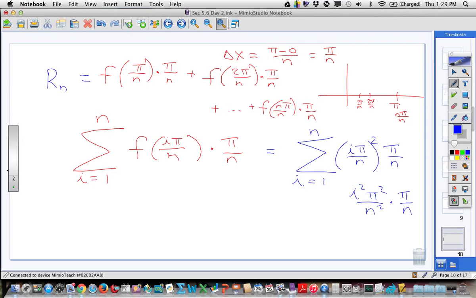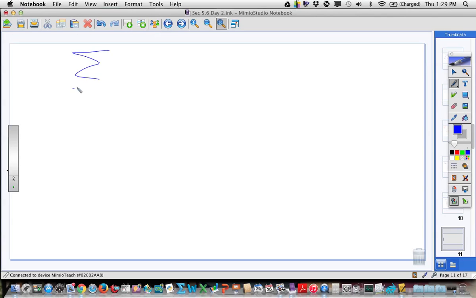I'm going to go to a new page here. Okay, so what have I got? I got sigma i equals 1 to n. So I got i squared pi cubed over n cubed. Is that what I got? Now, isn't pi cubed over n cubed a constant? n is a constant. It's the number of rectangles. Now, I know we're letting that go to infinity, but it is a constant. i, though, is a variable. So we can pull out the pi cubed over n cubed.